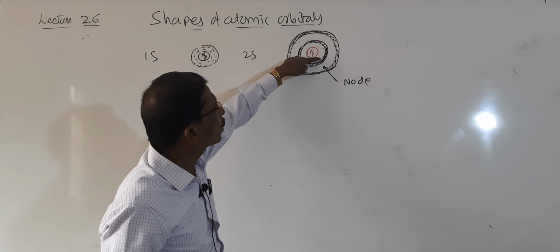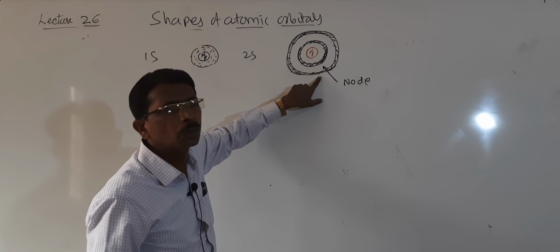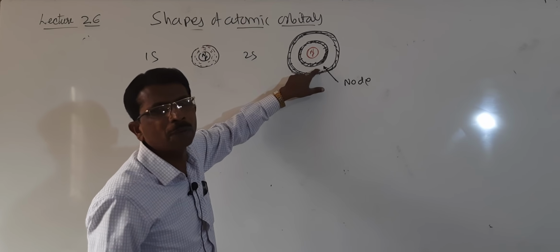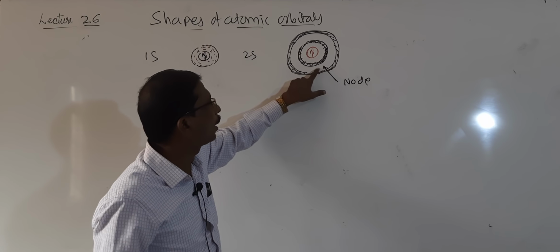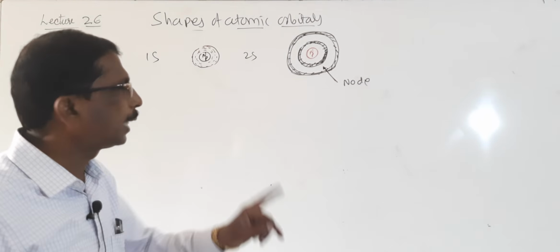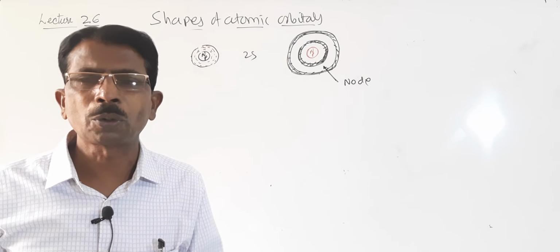So here it is first 1s, then 2s, n is equal to 1, n is equal to 2. And here there is no probability density of the electron, and the probability of finding an electron is 0. So this is called a node. That is the reason 2s has one node, 3s has two nodes, and 4s has three nodes.